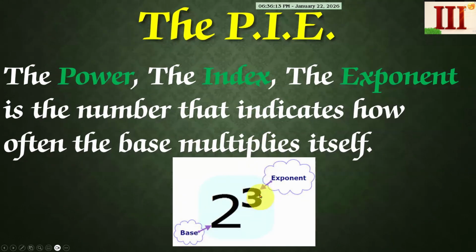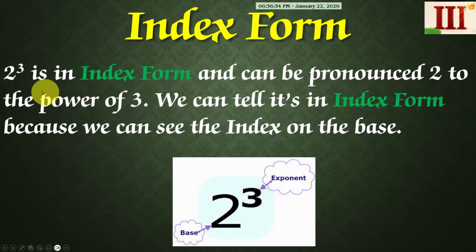3 is the index of the base or the factor 2, or the exponent, however it is. Depending on which level you are at, they'll use these three different words. And it's not supposed to confuse you. Just understand that this tells you how often to multiply. So 2 to the power of 3 is in index form.